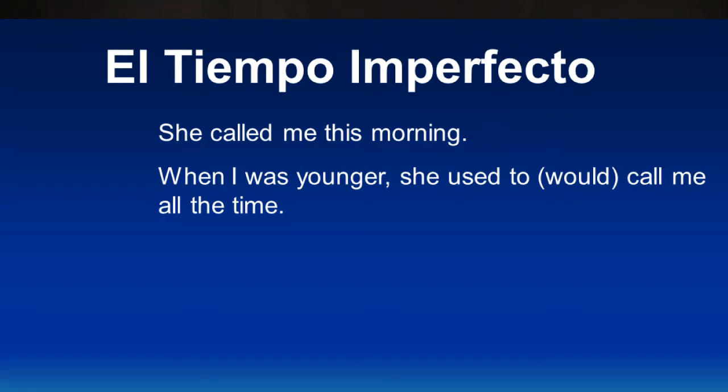That's a preterite action. Let's look at another example. She called me this morning. Now in this sentence we have a trigger, this morning, that frames the time when this action occurred. She called me. When? This morning. This is a preterite action.